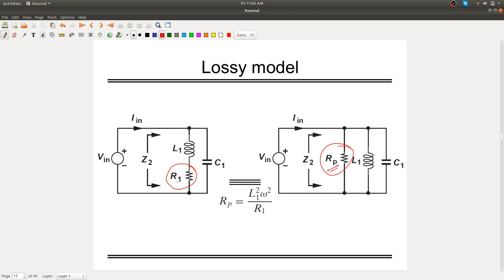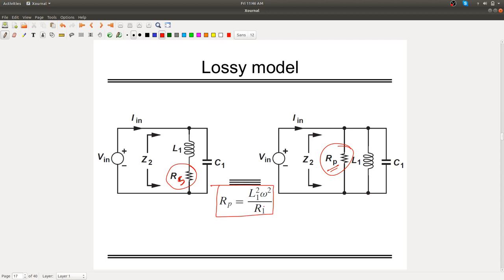RP is parallel. R1 should actually have been written RS. This is the standard notation: series resistance and parallel resistance. You don't know what kind of resistance you will have, but that resistance will be L1 square omega square divided by R1.